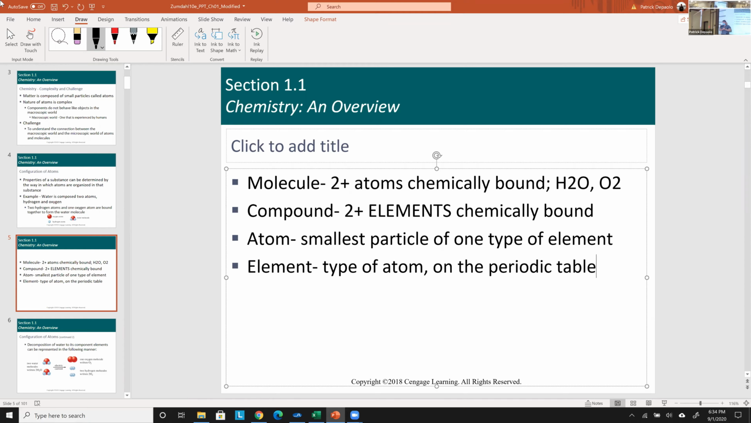So if you have a sheet of aluminum foil, you can say the aluminum foil has millions and billions of atoms of the element aluminum. So aluminum is not an atom, it's an element. But you could have atoms of the element aluminum. That's a very important distinction we need to get across before we delve into more detail with chemistry.